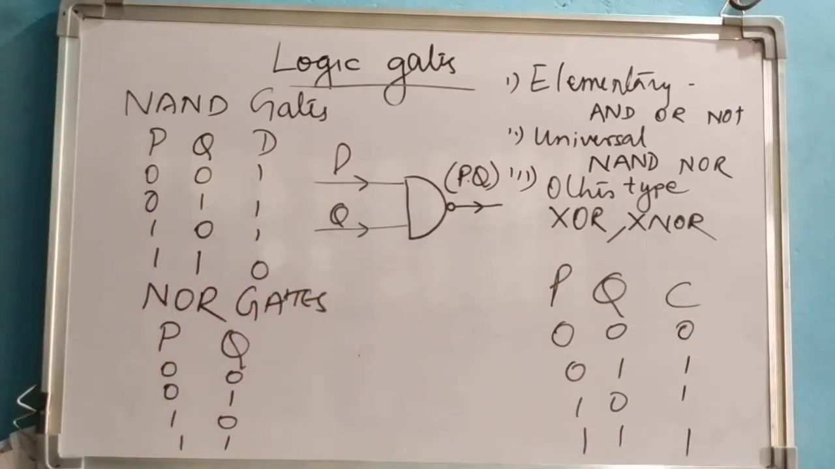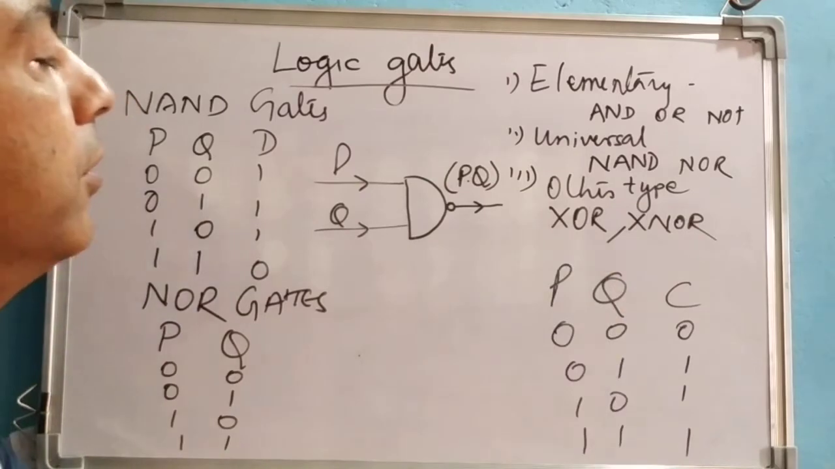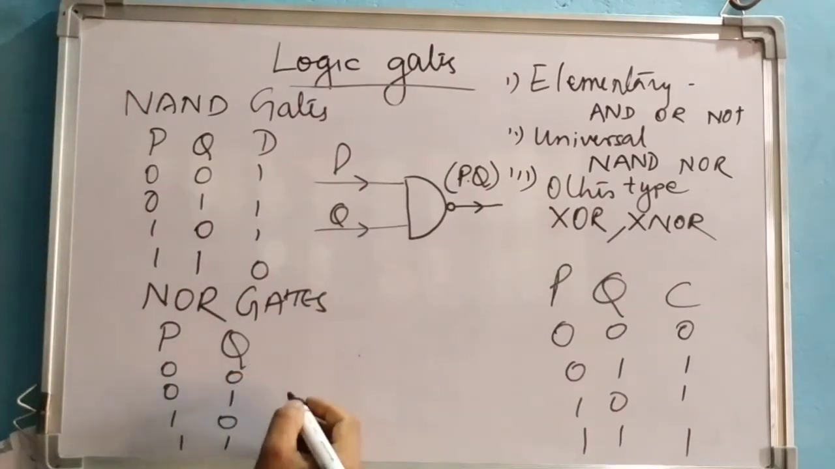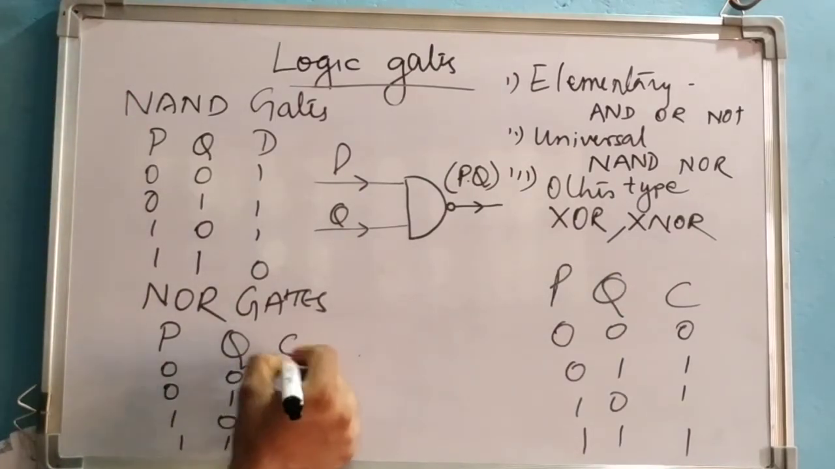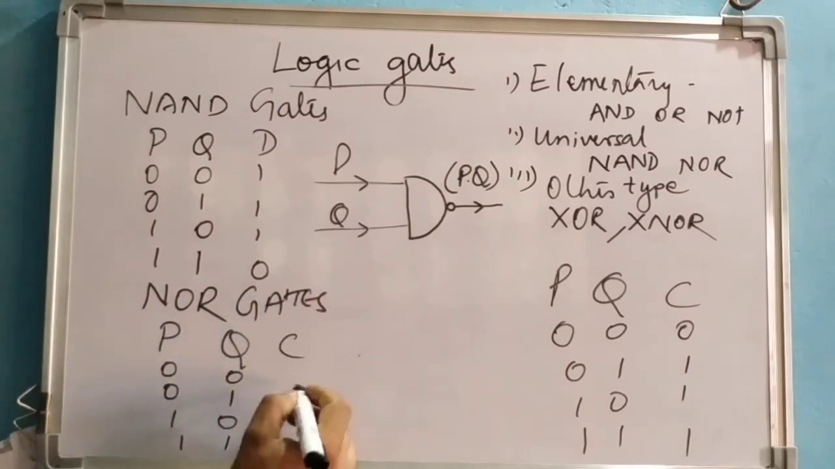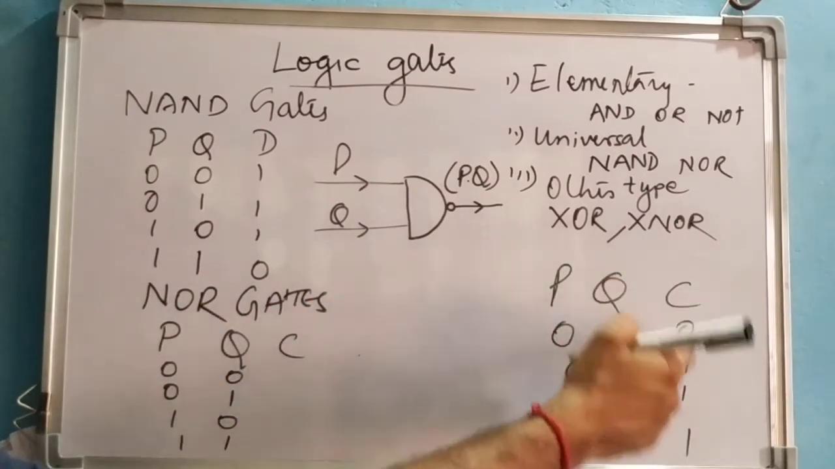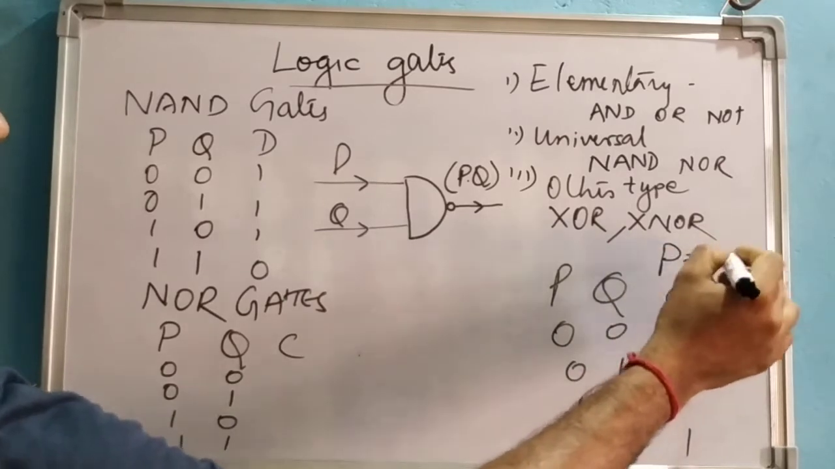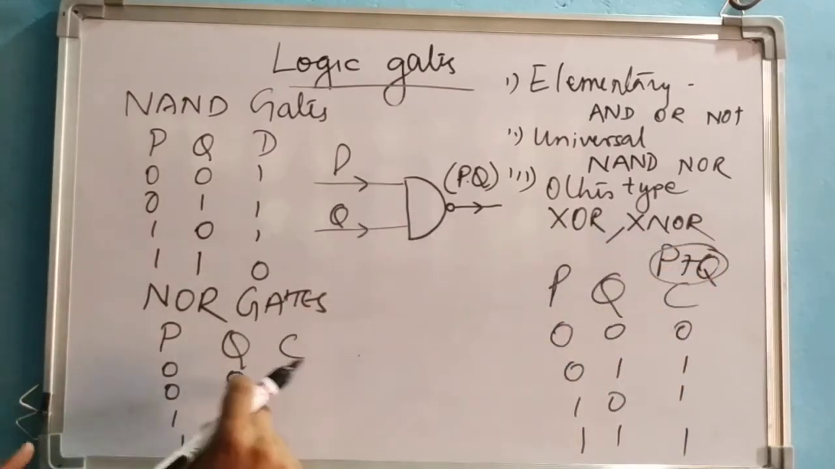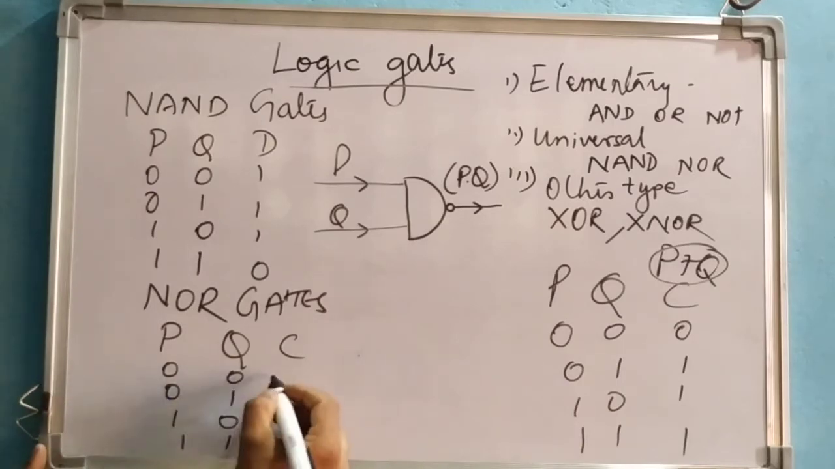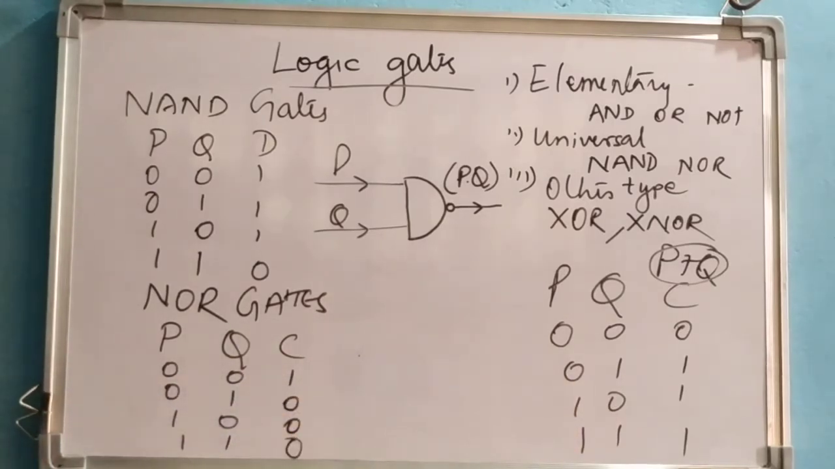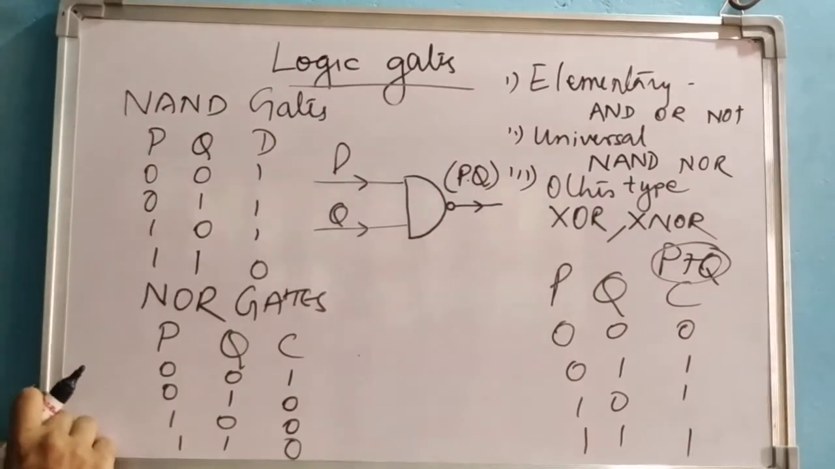Now the NOR gate inverts the signal of the OR gate. So this is the symbol of the OR gate. Now it inverts, which means, suppose this output is C, if it's the OR gate, P plus Q is represented, and NOR will be the opposite of that. That means 0 will be 1 and 1 will be 0. So this will be the reverse of the OR gate.